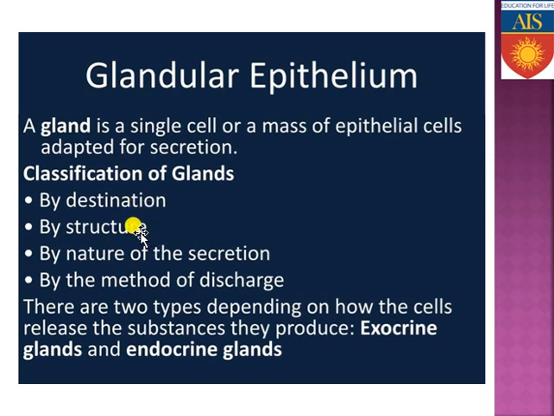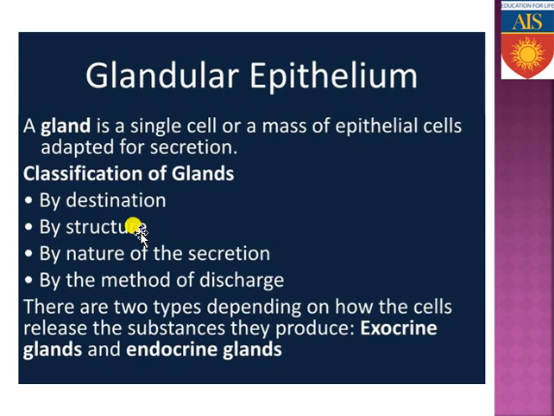Classification of this specific glandular epithelial tissue, or the entire gland, we have done based on the destination, that means which kind of secretions are happening, or in which specific location those secretions will be going. Based on that the glandular epithelial tissues will vary. Based on their structure, glandular epithelium or gland can vary. By nature of the secretion, which kind of secretion is happening, glandular epithelium is also of various types. By the method of discharge, that means in which method it is discharging, is it exocrine method or endocrine method, glands or glandular epithelial tissue is also of multiple types.